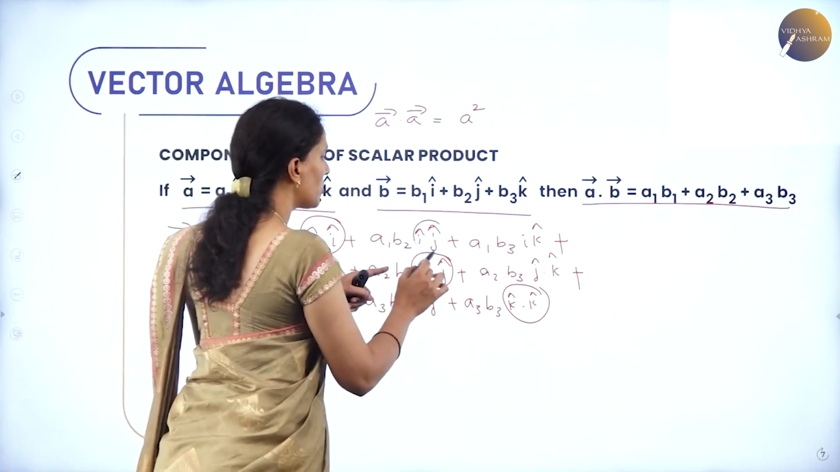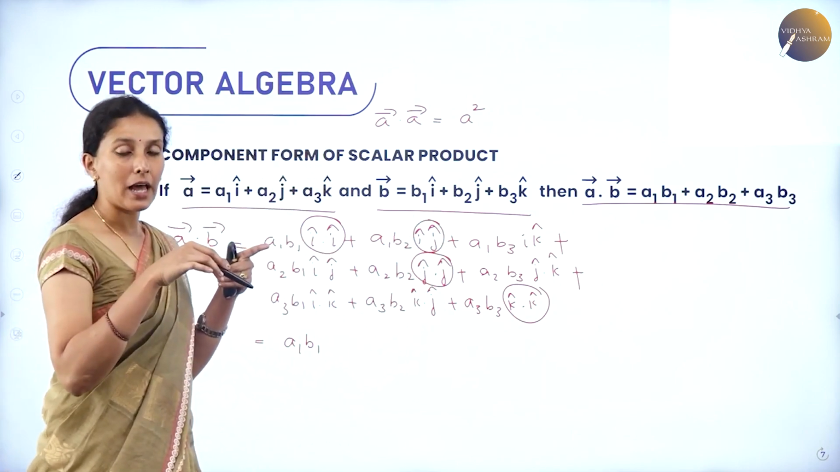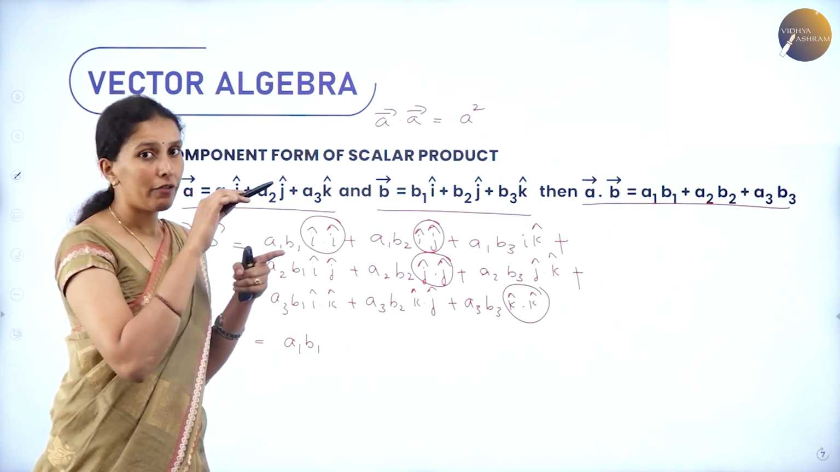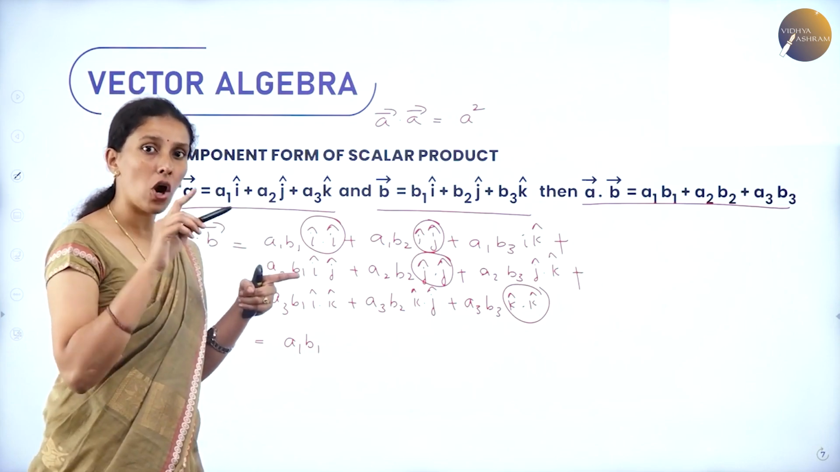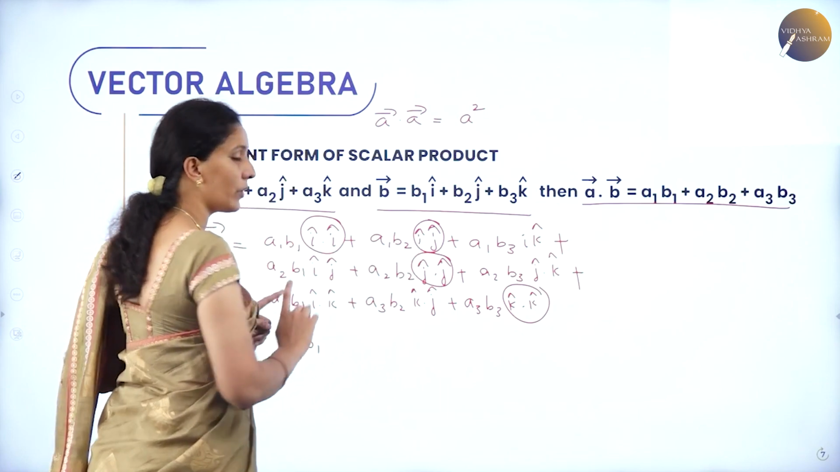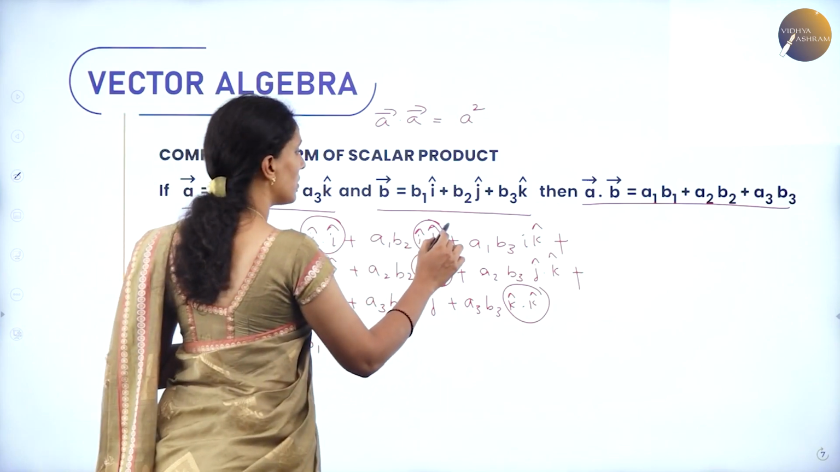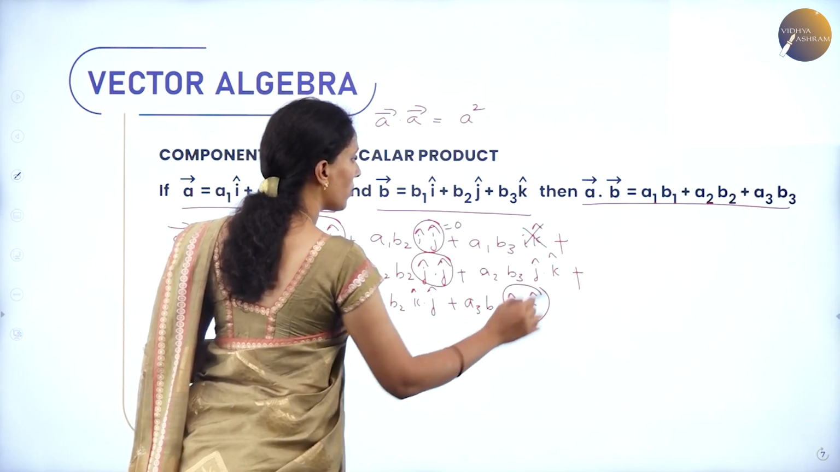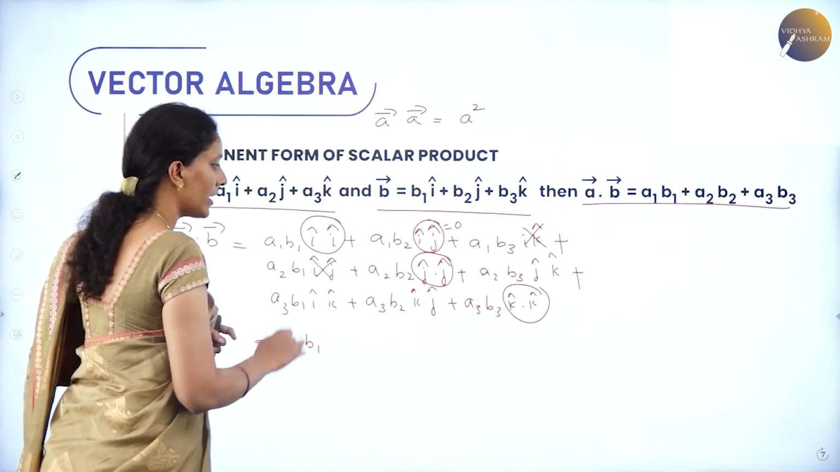What about i dot j? We know i, j, k are perpendicular to each other. If vectors are perpendicular, then their dot product is 0. So i dot j becomes 0. 0 into A1 B2 becomes 0. So this is equal to 0. So this is also equal to 0. i dot j is 0.